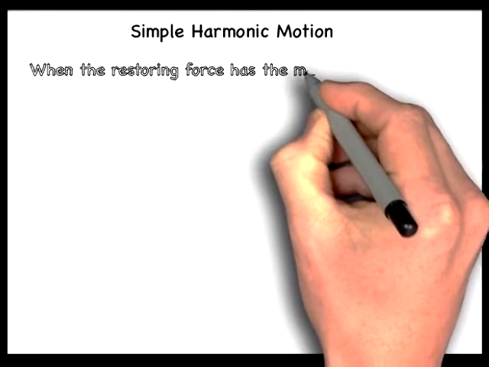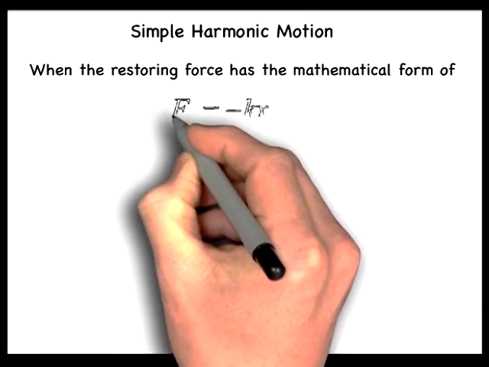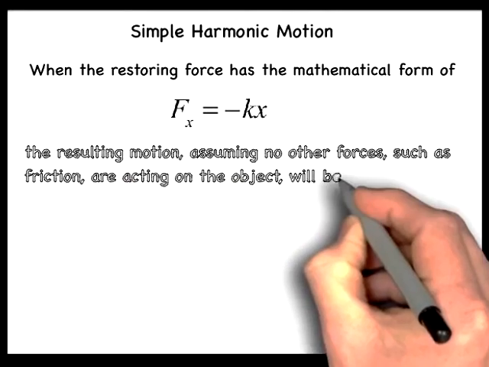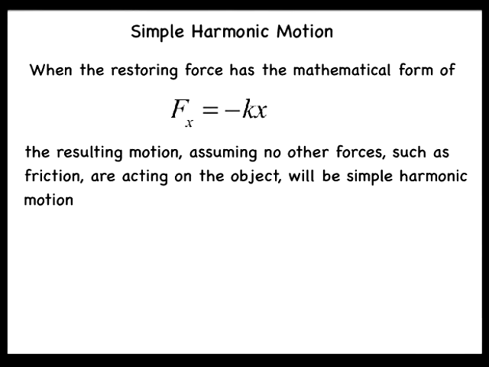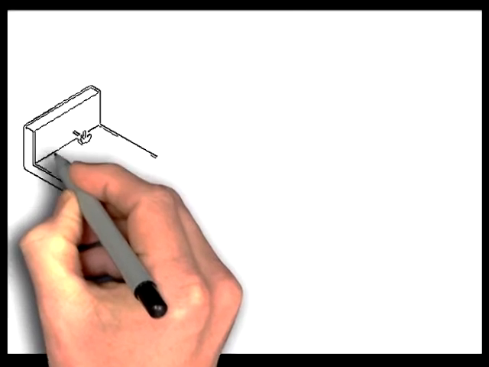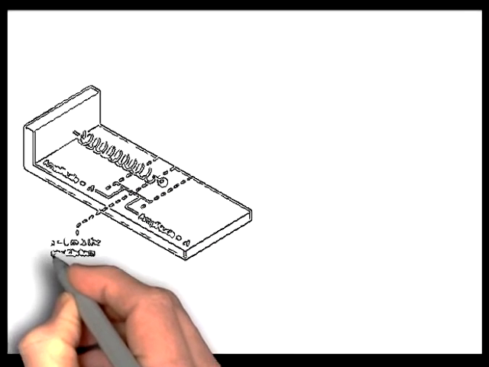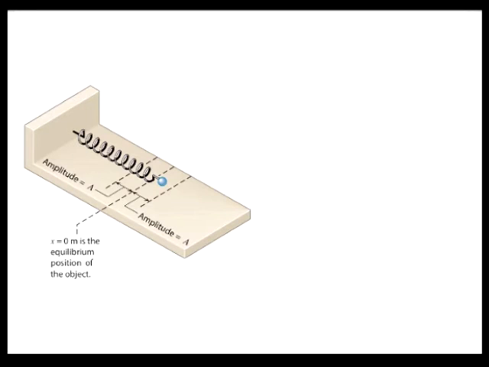When the restoring force has the form F_x equals negative kx, the resulting motion, assuming no other forces such as friction are acting on the object, will be simple harmonic motion. Simple harmonic motion is an oscillatory motion that is common to many physical phenomena. It is easy to imagine a horizontal spring originally stretched some small distance from its unstrained length and released.